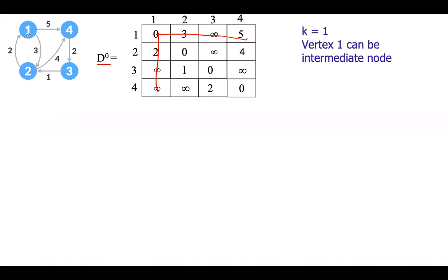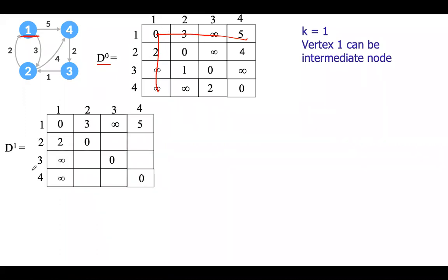Okay, first 1 as intermediate vertex. When you are taking 1 as intermediate vertex, this column value and this row values will not change, because they are immediately connected to 1. So we'll not bother about the first row and first column values, because these nodes are directly connected.